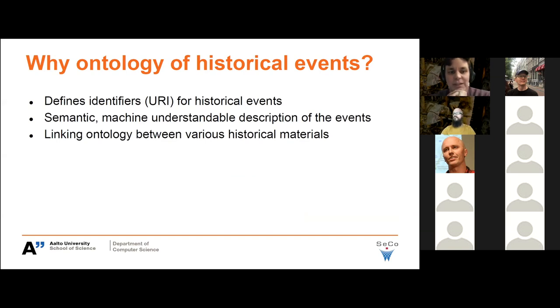However, the reasons to do it, why would you like to have an ontology of historical events? Of course, we want these unique identifiers. As we have seen, it's difficult to know who was Roosevelt, there were even multiple Roosevelts in the Second World War. And identifying between different events, there may be different names of different events. It's useful to have similar unique identifiers to express what is exactly what we're talking about. Also, having this semantic machine understandable descriptions of the events would be important.